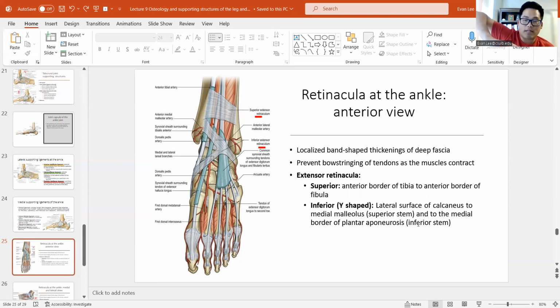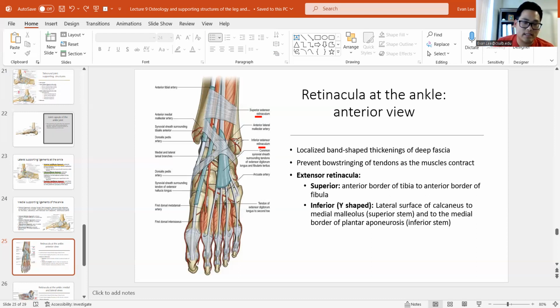So the extensor retinaculum of the leg will be on the front, right over here, which, if you look closely, has two parts to it. A superior extensor retinaculum, and then also a different extensor retinaculum, which is down here, which is shaped like a Y. The superior extensor retinaculum is pretty similar to what you'd probably expect. It's just a band that goes across from tibia to fibula. But the inferior extensor retinaculum is a little bit different.